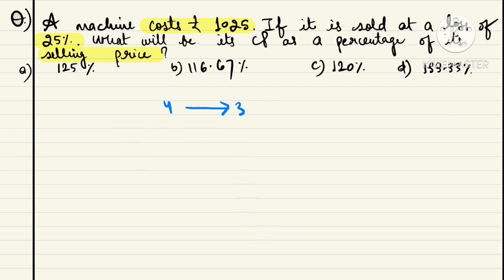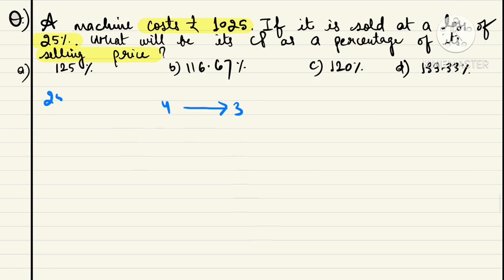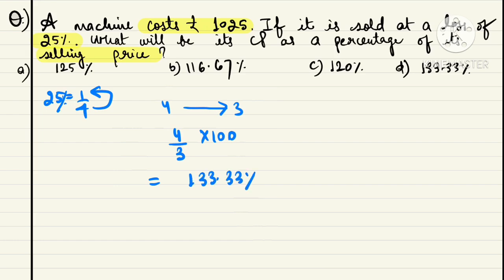And it is sold at a loss of 25%, so it will be 4 to 3, right? Because 25% is 1 by 4. It is sold at a loss, so it will be 4 to 3. So now what will be its cost price as a percentage of its selling price? We can write it as 4 upon 3 into 100, right? So it will be 133.33%. So option number D will be your answer, right?